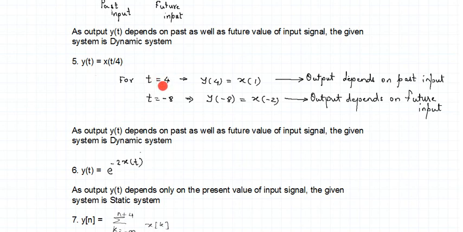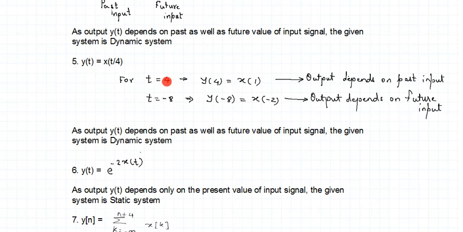x of 1. So with respect to time instant 4, x of 1 indicates the past input. With respect to t is equal to 4, if my present input time instant is 4, then x of 1 indicates the past input. x of 4 would have indicated present input, but it is x of 1 here. It means that it is past input. So output is a function of past input.